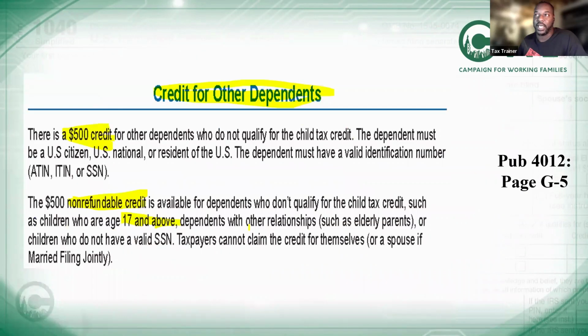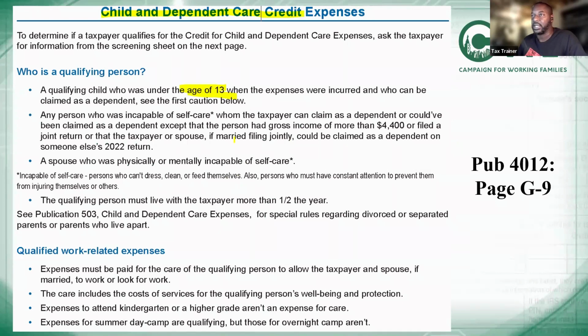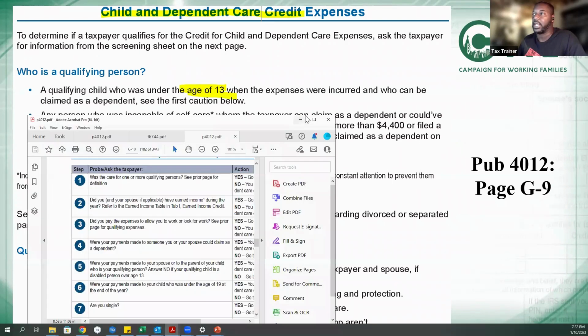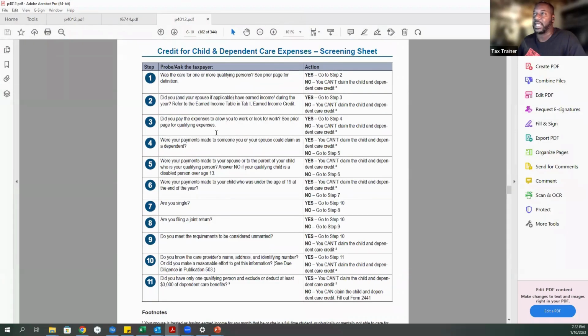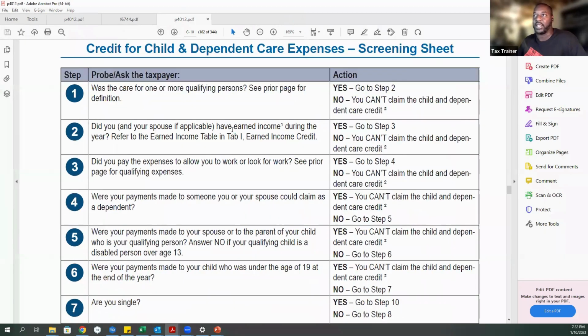Any questions on that? I'm going to share these slides eventually, but I want to pull this up, especially because I'm recording. In your 4012, there is a screening sheet. Here I could ask questions to see if I can get through this. Was the care for one or more qualifying persons? Yes, go to step 2. Did you have earned income? Yes, go to step 3. Did you pay the expenses to allow you to work? Yes, go to step 4. Were your payments made to someone you or your spouse could claim as a dependent? Yes, you can't claim the dependent care.